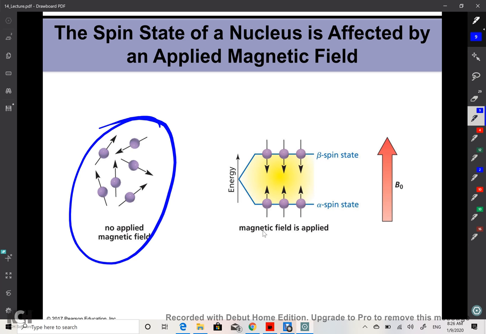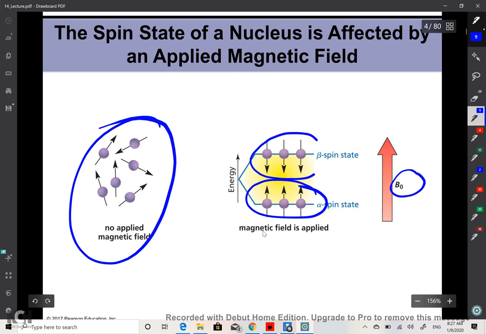When you apply an external magnetic field to the nucleus, it organizes the spin. It arranges the spin. Over here, B0 represents an external magnetic field. So when you apply that external magnetic field, those nuclear spins are now organized. Some of them will be aligned in the same direction as the magnetic field, and some of them will be aligned in the opposite direction. We don't care right now who is aligned with the magnetic field or who is not. But we know that some of them will be aligned with the magnetic field and some will be opposite to it.